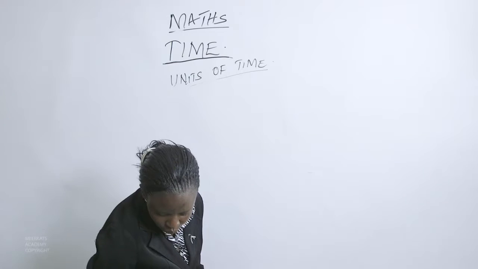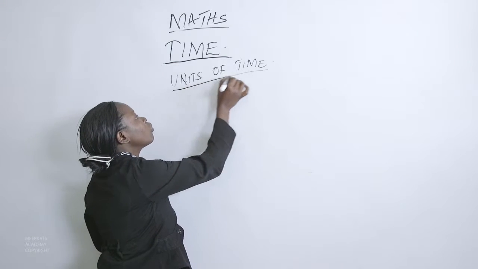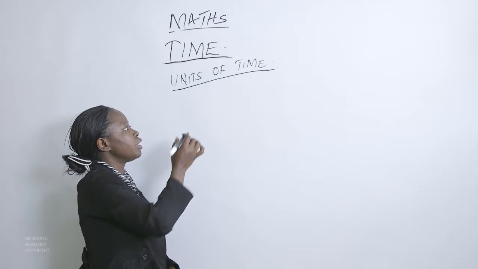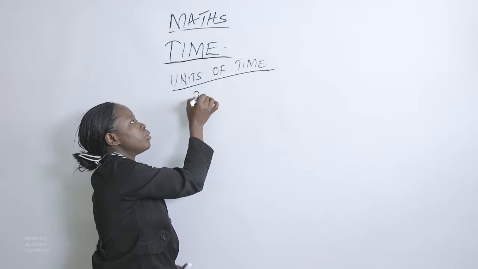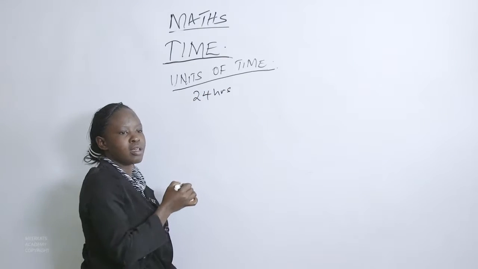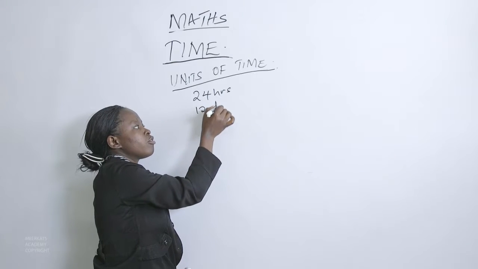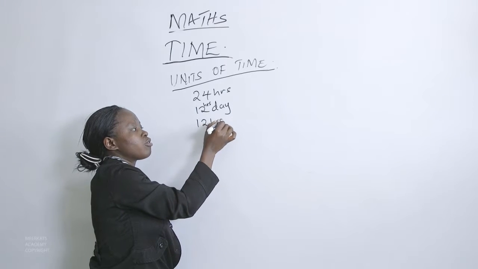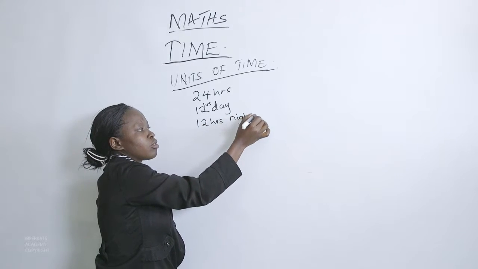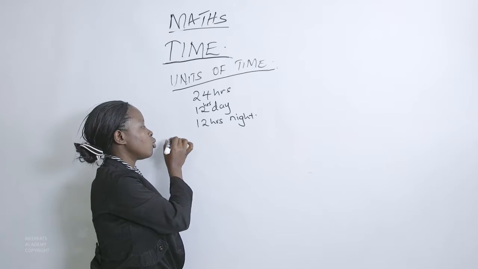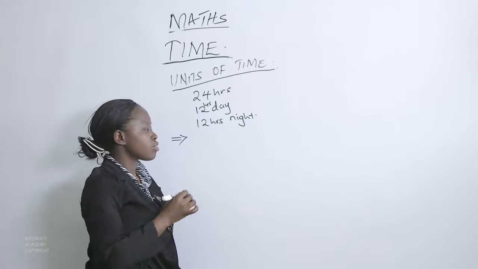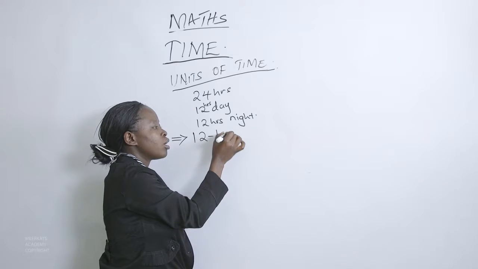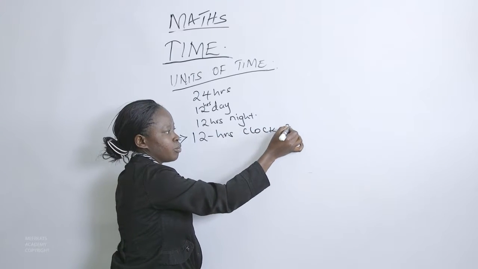Next, we need to look at an idea. We say that a day is made up of 24 hours, and out of the 24 hours, we have 12 hours for the day, and we have 12 hours for the night. So with this, it brings us to clock systems, and the first clock system we have is the 12-hour clock system.